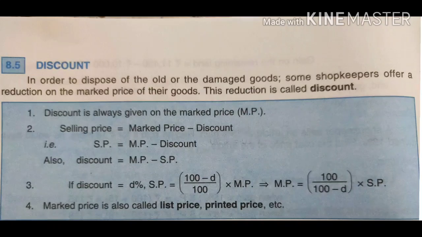Here you will get one new word, that is marked price. MARKED, marked price. Okay, what is marked price? The price which is printed on the article is known as marked price. It has two more names, marked price or list price or printed price or catalog price. All are same. Okay, in this exercise we will come across two new things, that is marked price and discount.